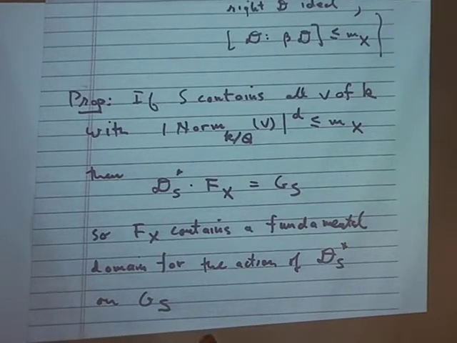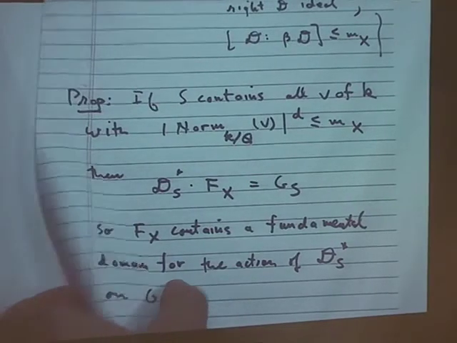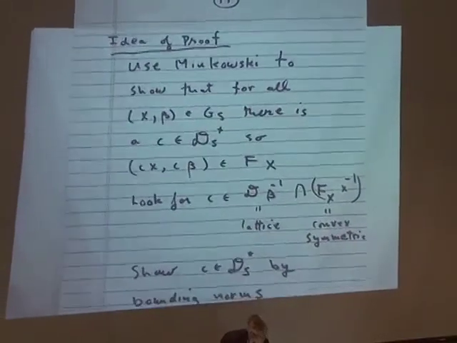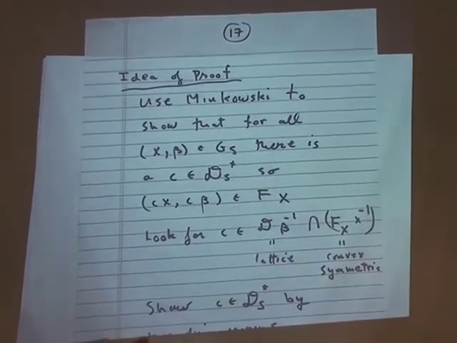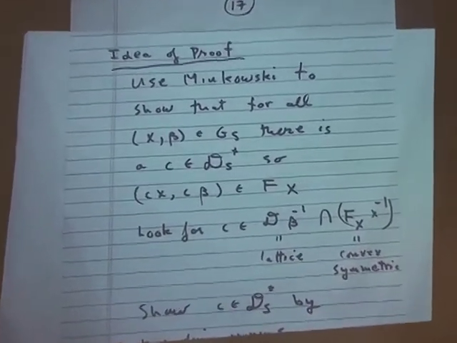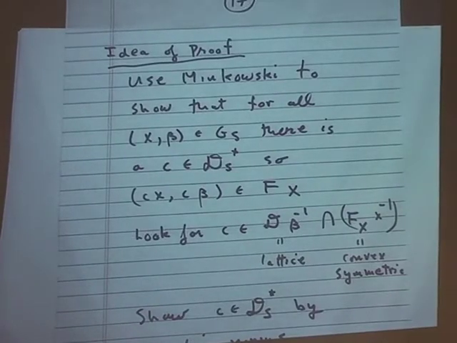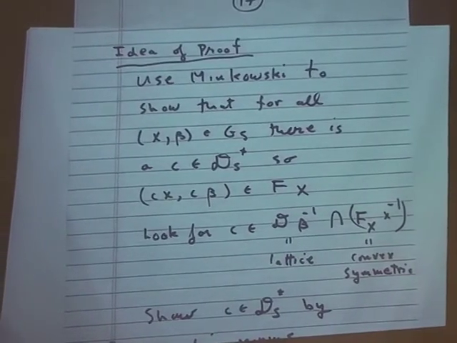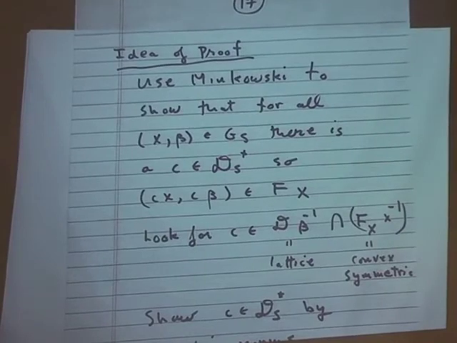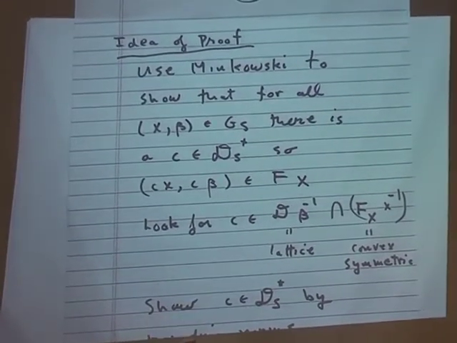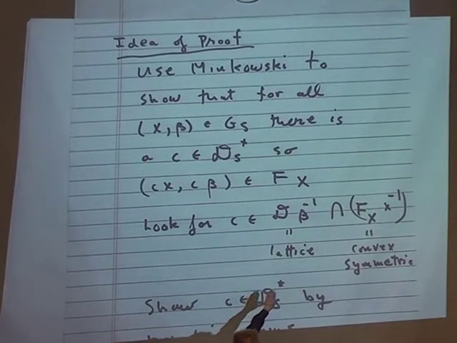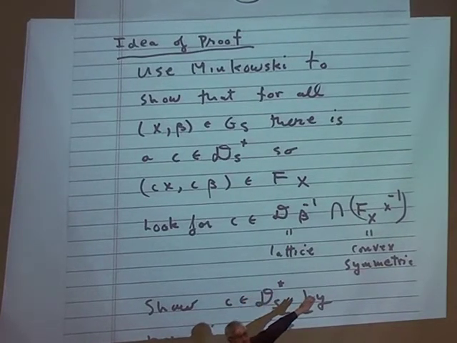Okay, now how do you come up with this? How do you prove that any such F sub X is a fundamental domain? Just kind of quickly. The idea of the proof is to show via Minkowski that if you take anything in G sub S, you can translate it by something in the global S units to land inside your compact set. And what that amounts to is looking for an element of the S units which lies in a certain lattice and lies in another convex symmetric set.